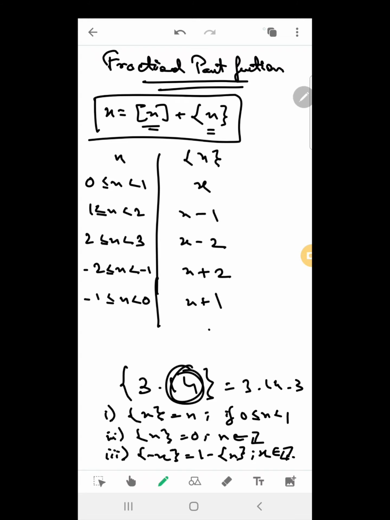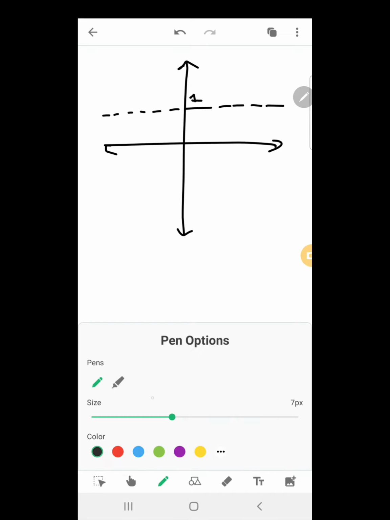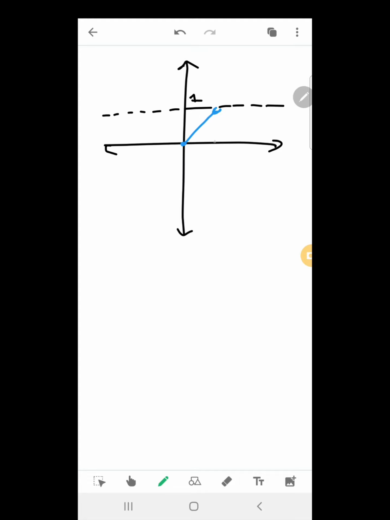Okay, let us understand its graph. Its graph is quite simple. This is basically 1, because your fractional part cannot be more than 1, right? And its graph is something like this. This is 1, then from here 2, this is minus 1, this is minus 2, and so on.